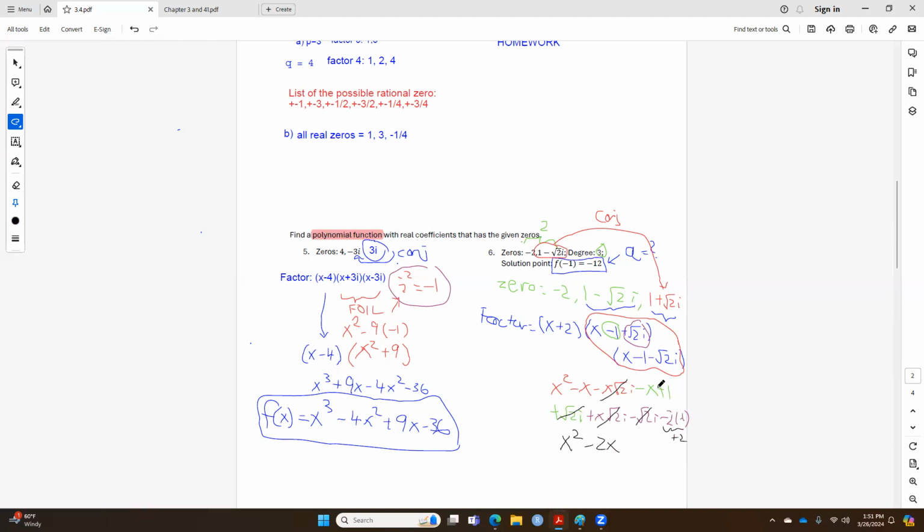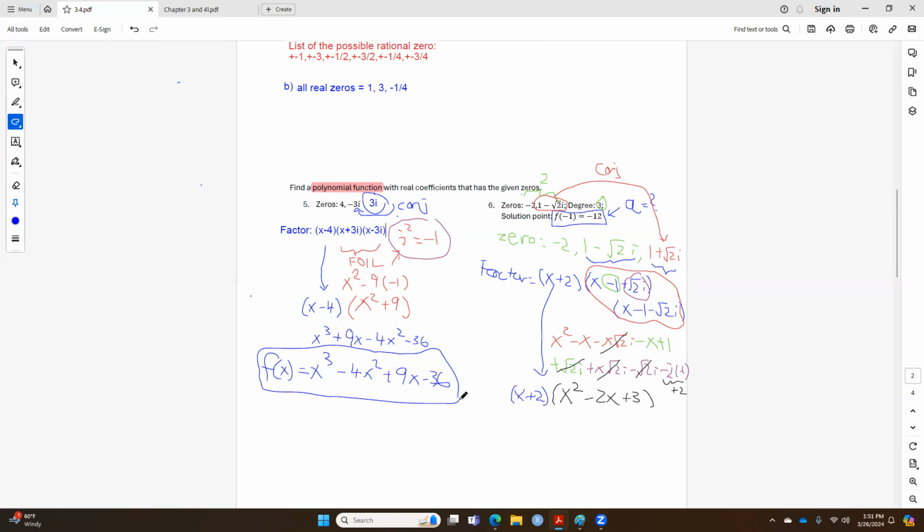So negative. So 1 times 1 plus 2 is 3. So this is just multiplying this up. But don't forget, you still have to do what? Multiply the last one, which is x plus 2. Okay, you still need to multiply this one more time. So this question is a little bit more difficult.